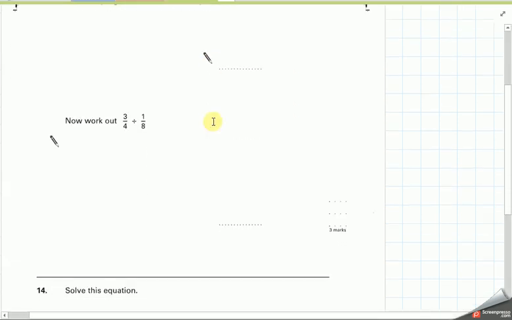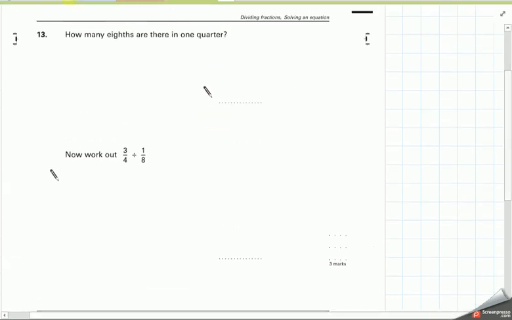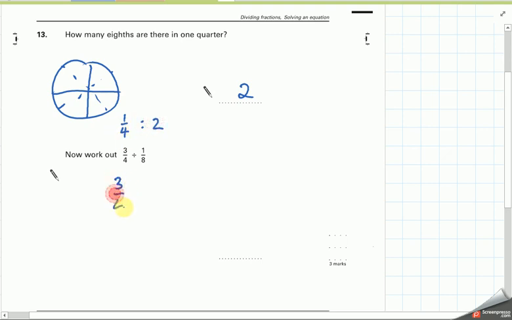Last one, very quickly. How many eighths are there in a quarter? Two. You should know that by drawing quick diagrams. There's a quarter. Split it into eighths. Oh, look, 2/8. If 1/4 is 2, this is 3/4. That must be 3 times as big. That's 6. The alternative is do the division.